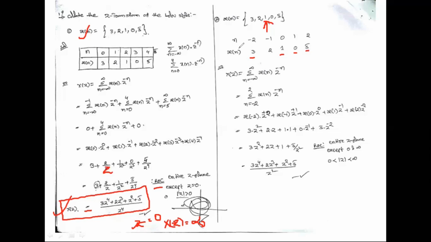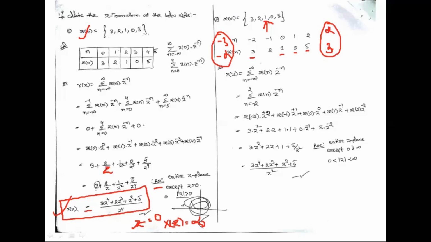That value is 0. So in this also, minus infinity to minus 3, the value is 0 here. And 3 to infinity, in that range the value is 0. Only we have the values from minus 2 to 2. So n is from minus 2 to 2, x of n z power minus n.